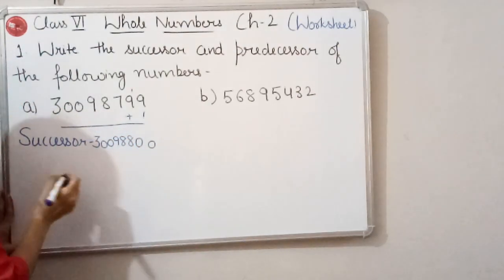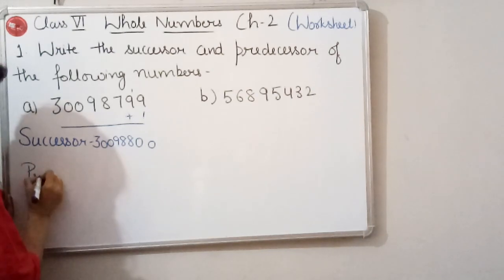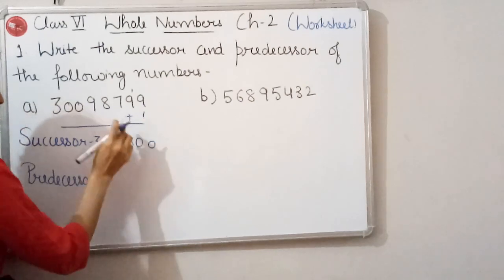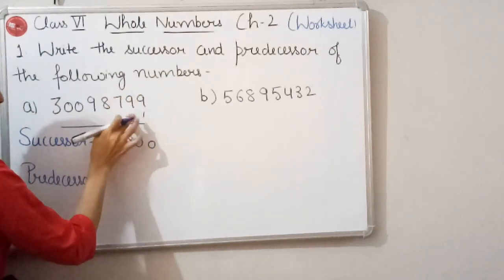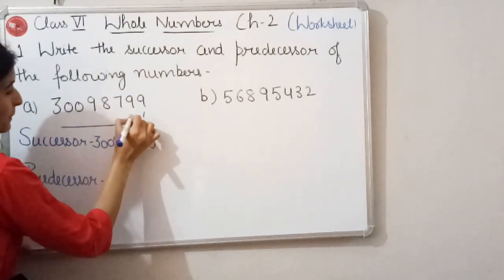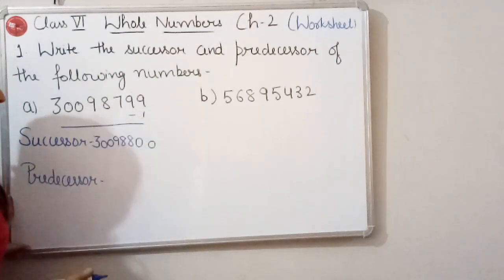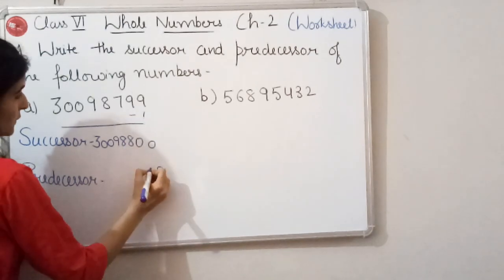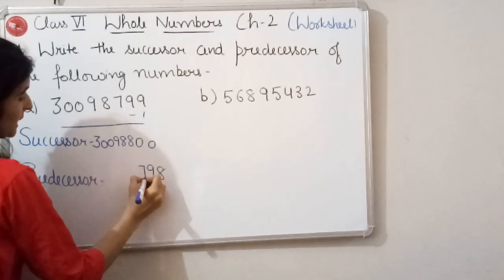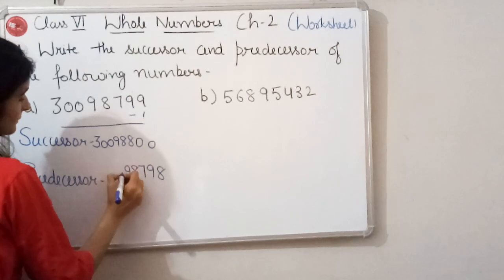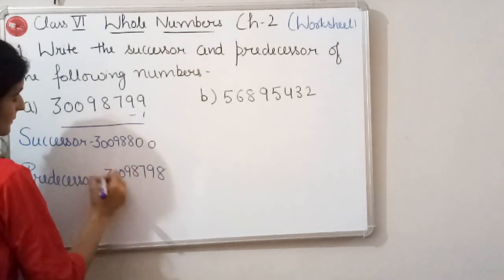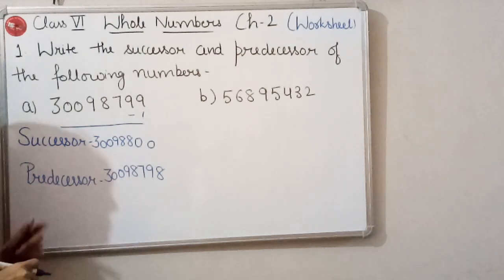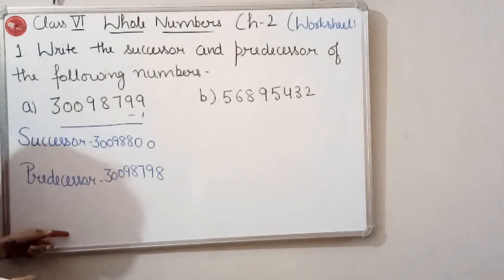Fine. Now we have to find out the predecessor of the following number. For finding the predecessor, what we will do? We will subtract 1 from the given number. So 9 minus 1 is 8, and the rest of the digits will remain the same. So this is the method to find out the successor and predecessor.